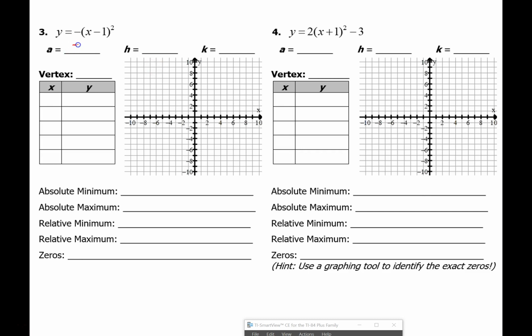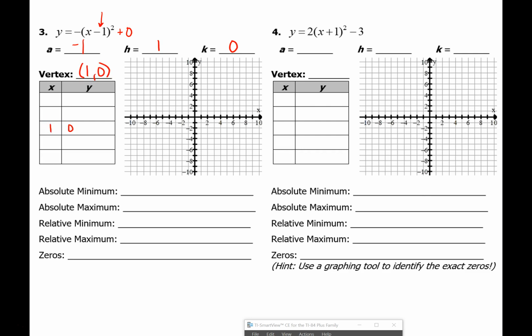The a value is going to be -1. The h is the number that's inside. We're going to change the sign, so that's +1. And then if we had to put a plus sign here to make it follow the formula, what could we add on that does nothing to it? Adding? Well, adding 0 is like adding nothing. So that means our k value in this one is 0. Our vertex then is 1, 0.